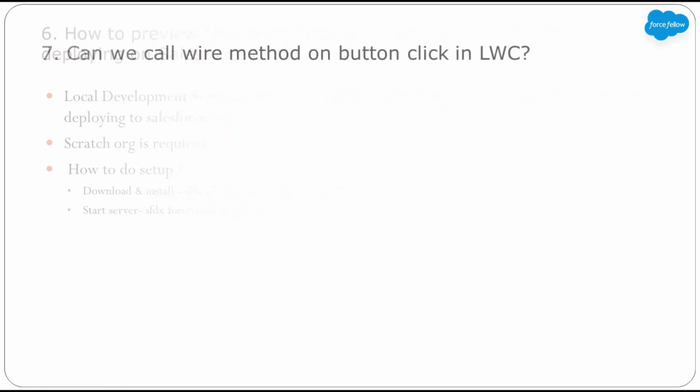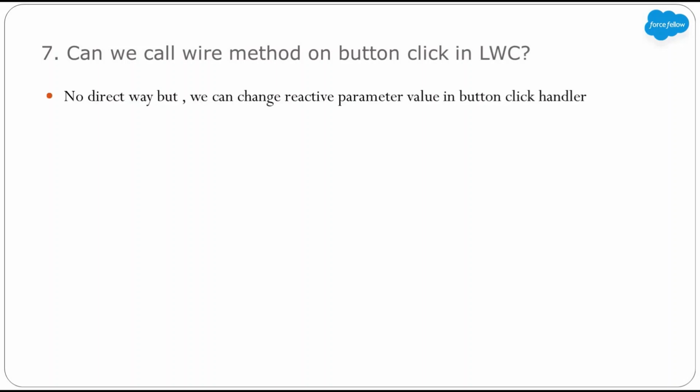Okay. Now next we have, can we call a wire method on button click in LWC? So generally we can't call a wire method based on events. It will be automatically called by the framework when the component gets loaded or when reactive parameter values get changed. Now if you want to call it on button click, then directly this is not possible. But what you can do is change the reactive parameter value. So the framework will recall the Apex method with the changed parameter values.